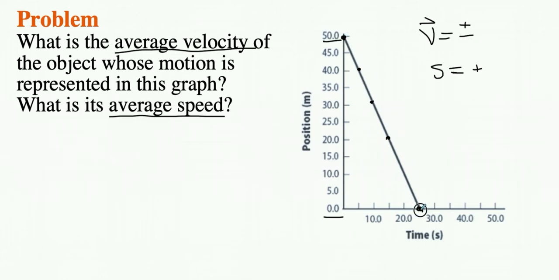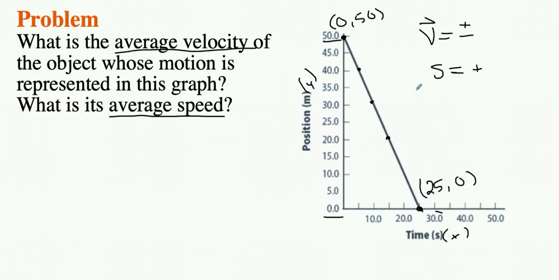So we are starting at 50 meters. So we can turn this into a coordinate system. Time is always x and position is always y. So we are at (0, 50). And we finish out at (25, 0).